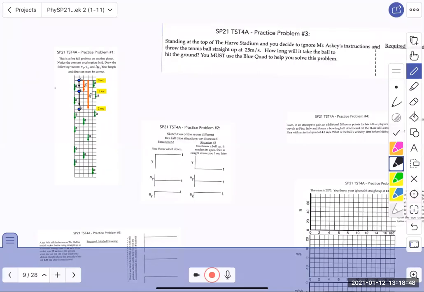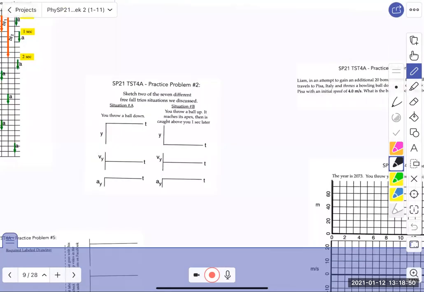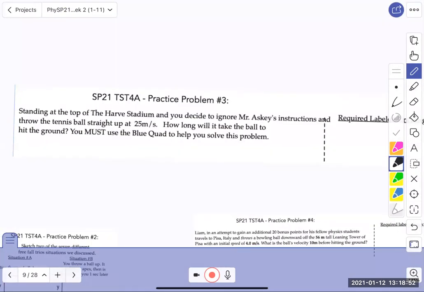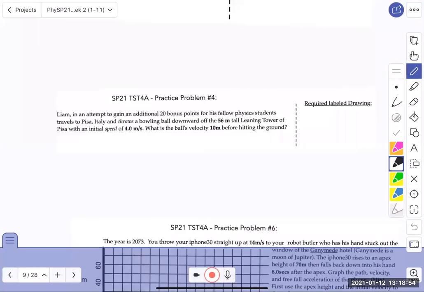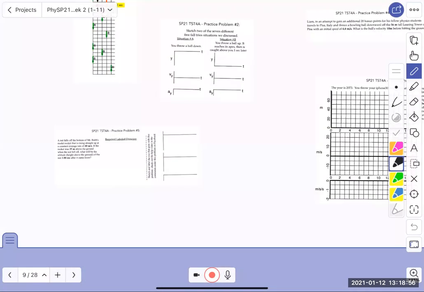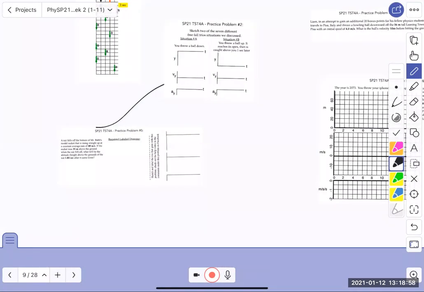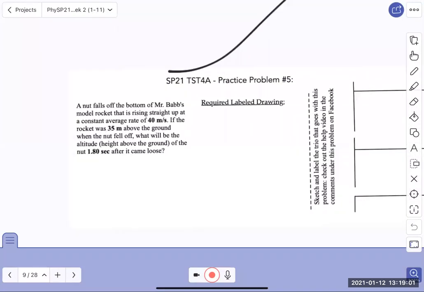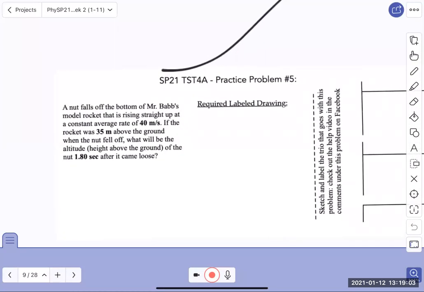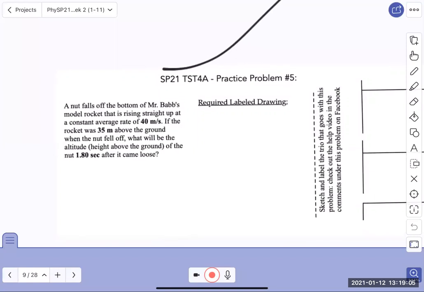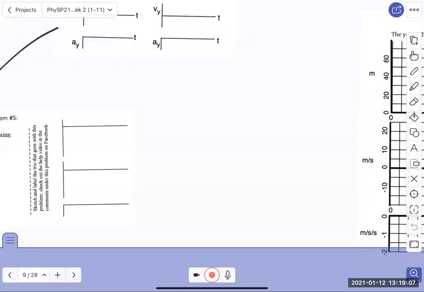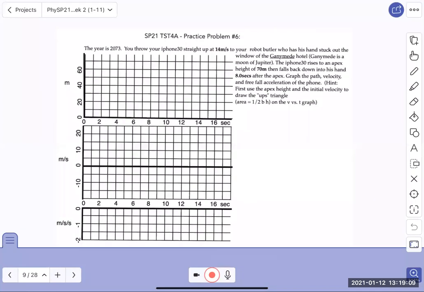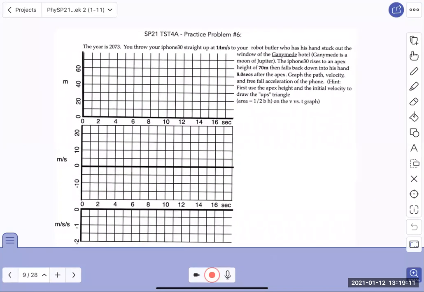So these are the practice problems: practice problem 1, practice problem 2, 3 is all free fall. 4 is free fall. 5 looks like it's that nut, like the nut falling off the elevator. This is the nut falling off a rocket. Same idea. You're supposed to sketch a trio, and then 6 is a more detailed trio. So there's 6 of these.